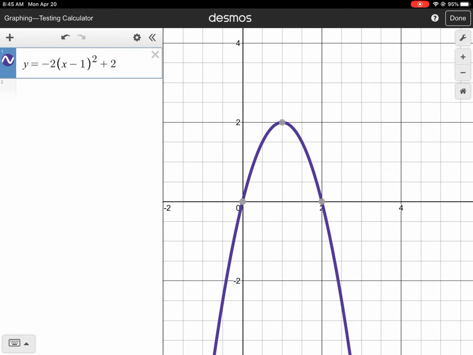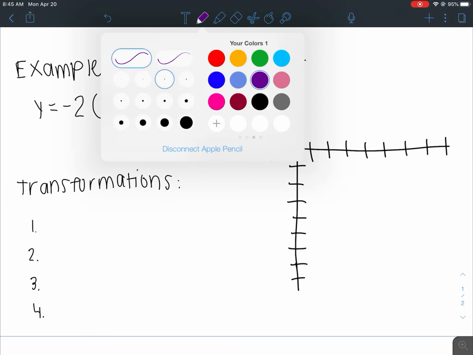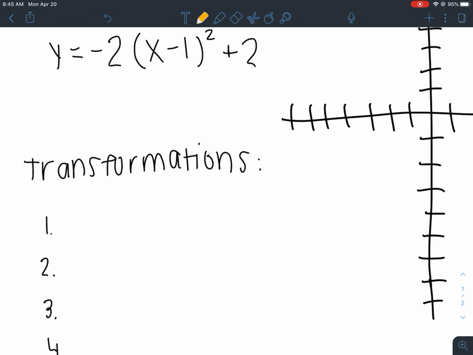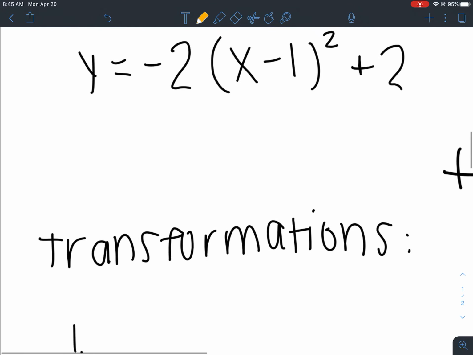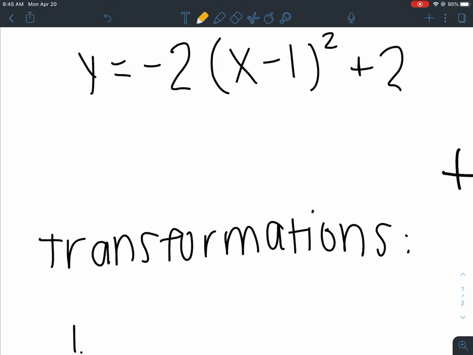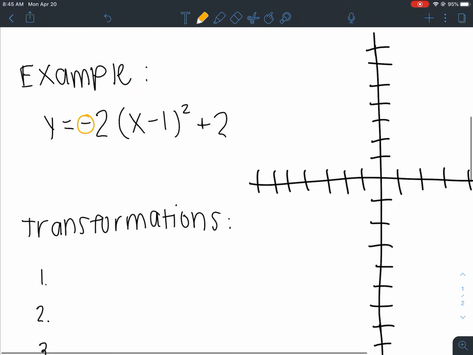Before describing it, let's go ahead and graph it. You don't need to graph it in order to describe the transformations. You can actually do the transformations without even graphing it. So let's just change our plans. Let's go ahead and do the transformations first. I've listed 4 numbers here, which means there are 4 transformations. Okay, and I always like to go left to right. The first thing I notice is this negative sign in the front. Now, what does a negative sign tell me? The negative sign tells me I have a reflection over the x-axis.